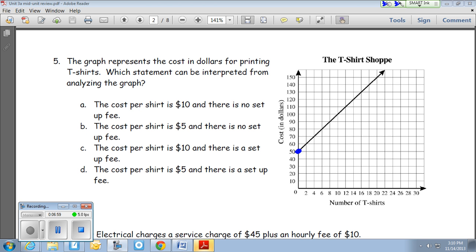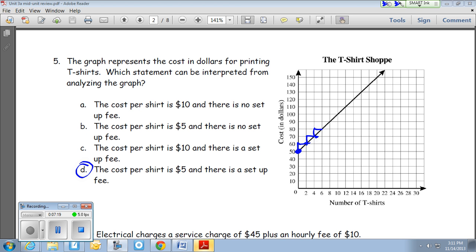And then I'm going to look at my rise over run. So it looks like for every $10, I go over 2 shirts. So $10, 2 shirts, $10, 2 shirts. So that would be $5 per shirt. So I know that the cost per shirt is $5 and there's a setup fee of $50.